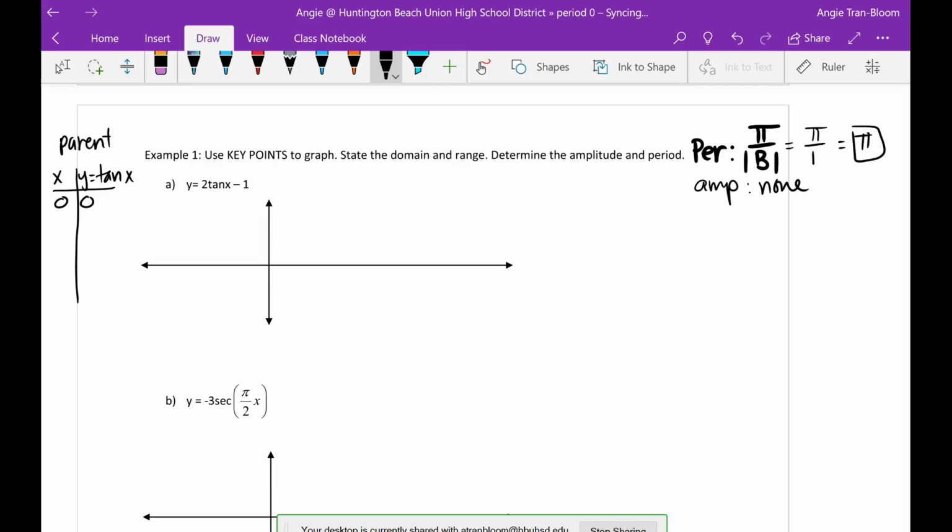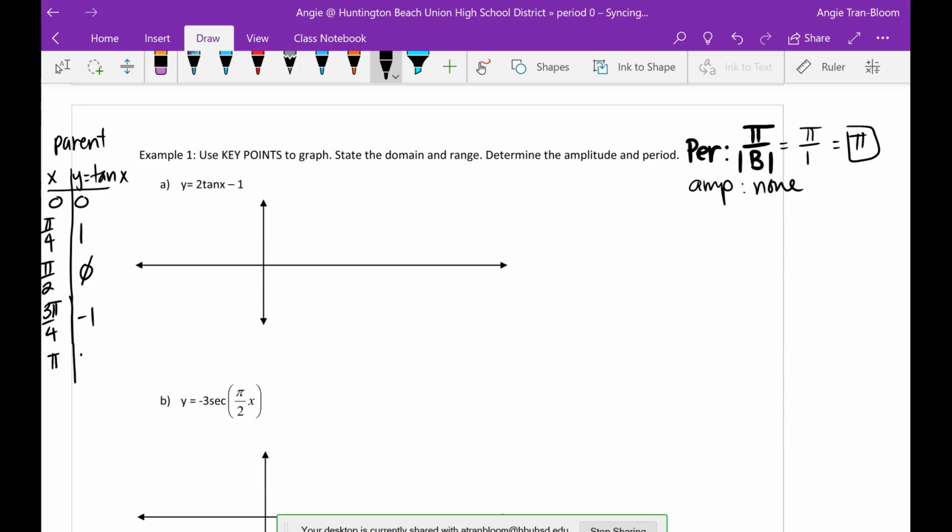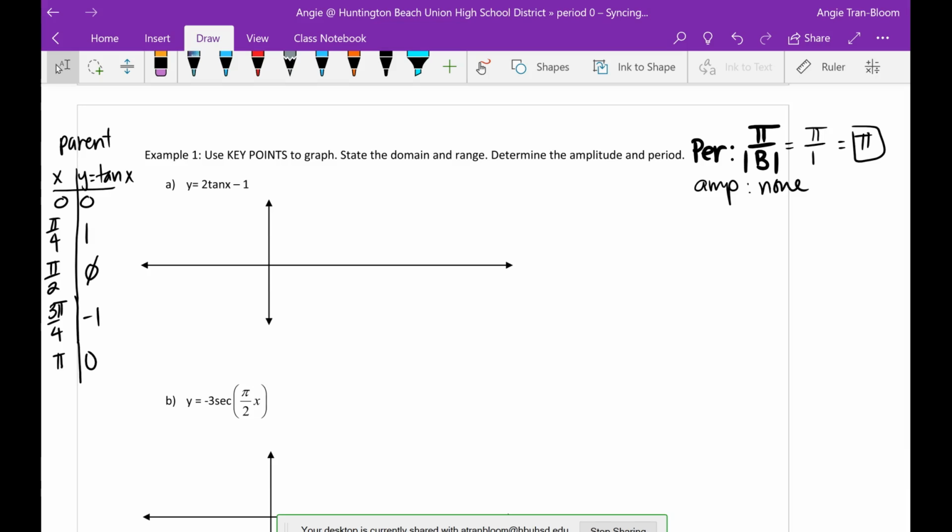Okay. Next key point. This one goes to Kelly. Pi over 4, 1. Very good. Okay. Alex G, what's the next key point? Pi over 2. Very good. Okay. Jennifer, next key point, please. 3 pi over 4, negative 1. Very good. And Emily T, last key point, please. Pi, 0. Very good. So that's your parent. Yes, you should know those 5 key points really well, really fast, just like the sine and cosine.